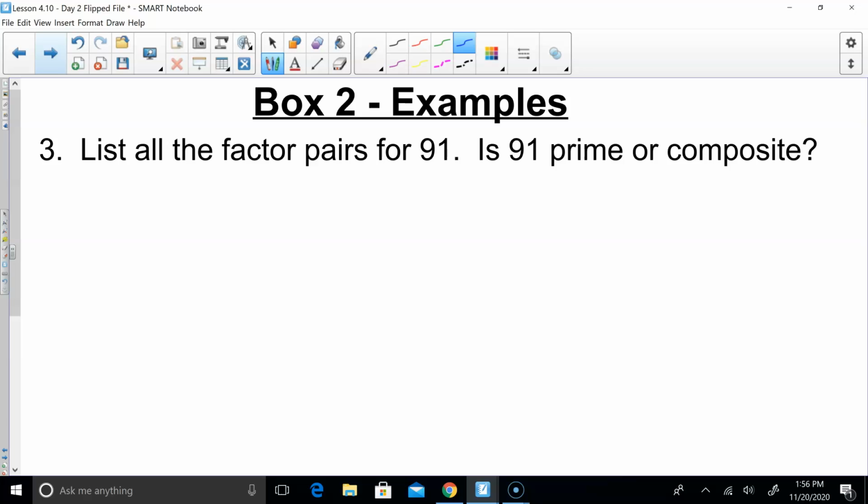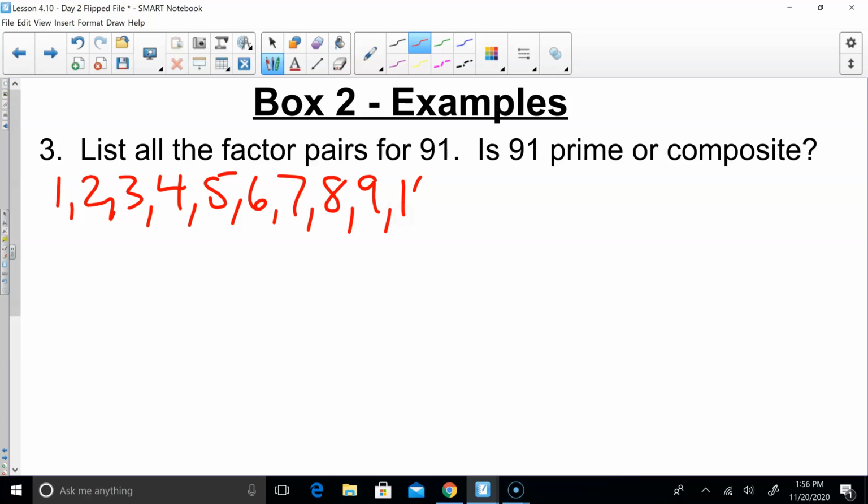List all the factor pairs for 91. Is 91 prime or composite? So, as we said, hopefully you develop a strategy. 1, 2, 3, 4, 5, 6, 7, 8, 9, and 10. So the first one you're saying should be 1 times 91. That would work. So 1's down. You know all numbers have 1 and itself.